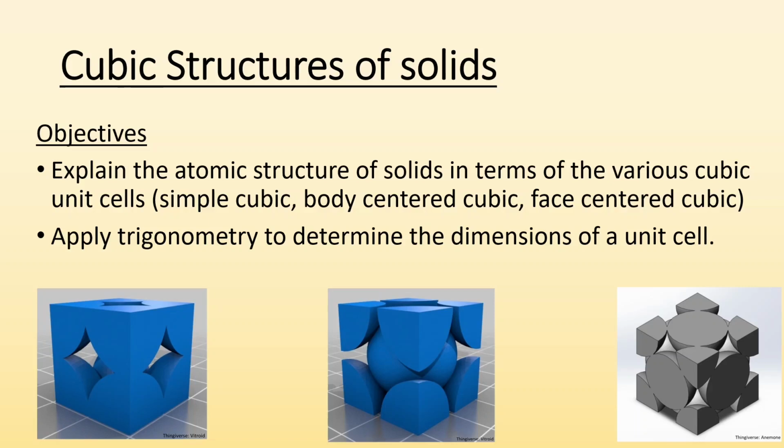Mr. Donahue here again. This time we're going to take a look at cubic structures of solids. So our objectives will be to explain the atomic structures of solids in terms of the various cubic unit cells, including simple cubic, sometimes called primitive cubic, as well as body-centered cubic and face-centered cubic. And then also apply trigonometry to determine the dimensions of a unit cell.